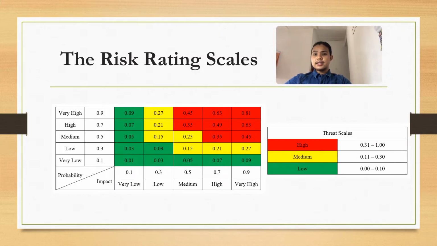This is the risk rating scales for our project. So basically on the left side you can see the probability and impact matrix, which we use to create the risk rating scale. As you can see from the slide, when the value is between 0 to 0.1 the risk is low, between 0.11 to 0.3 is medium, and above 0.31 it is high risk.